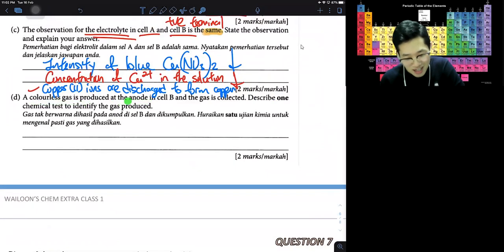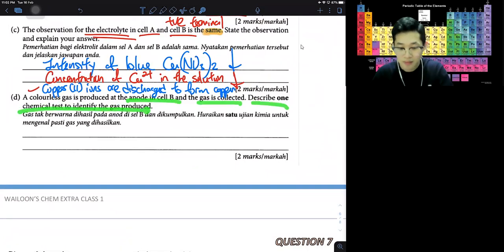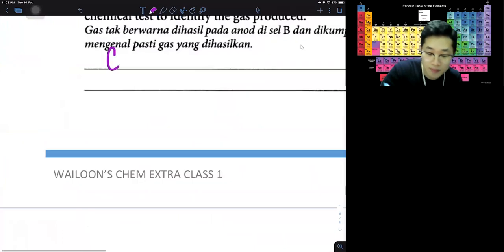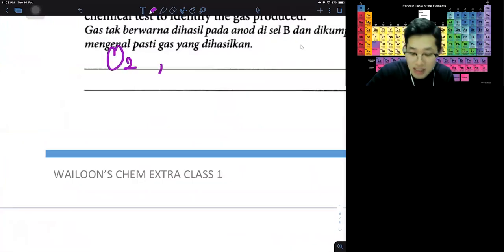Colorless gas is produced at the anode in cell B, and the gas is collected. Describe one chemical test to identify the gas produced. So anode, here we selected OH. So that means the gas is oxygen gas. How to test oxygen gas?